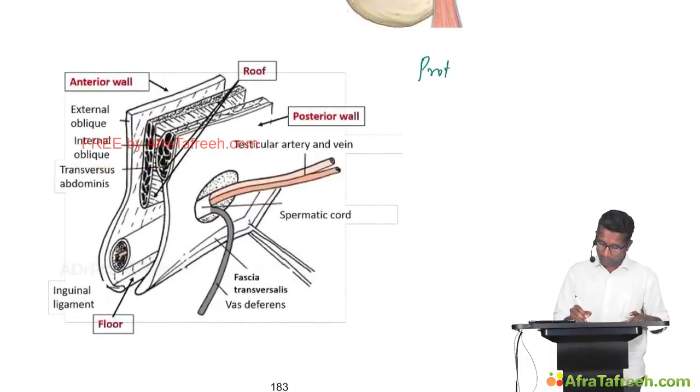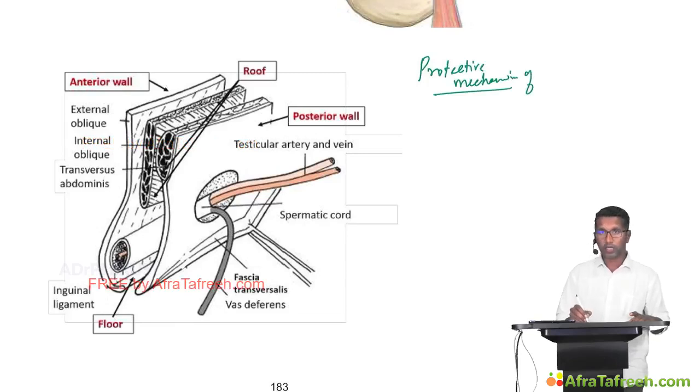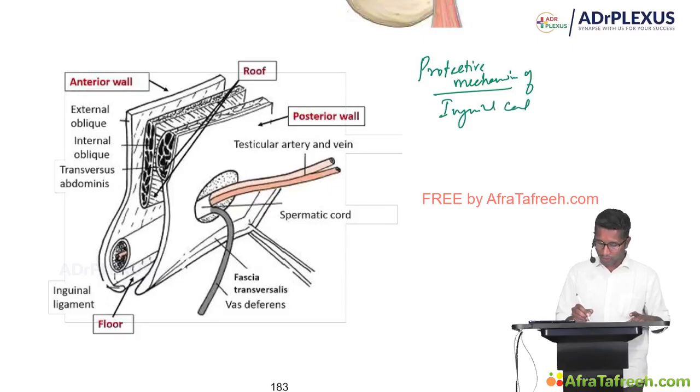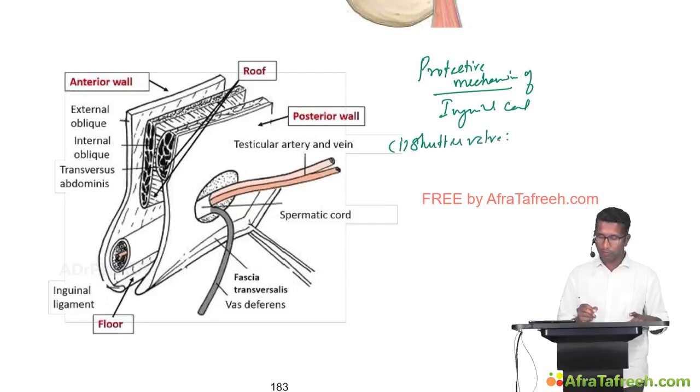Protective mechanisms in this area, or protective mechanisms of the inguinal canal. One is called a shutter valve mechanism. What is called a shutter valve mechanism?